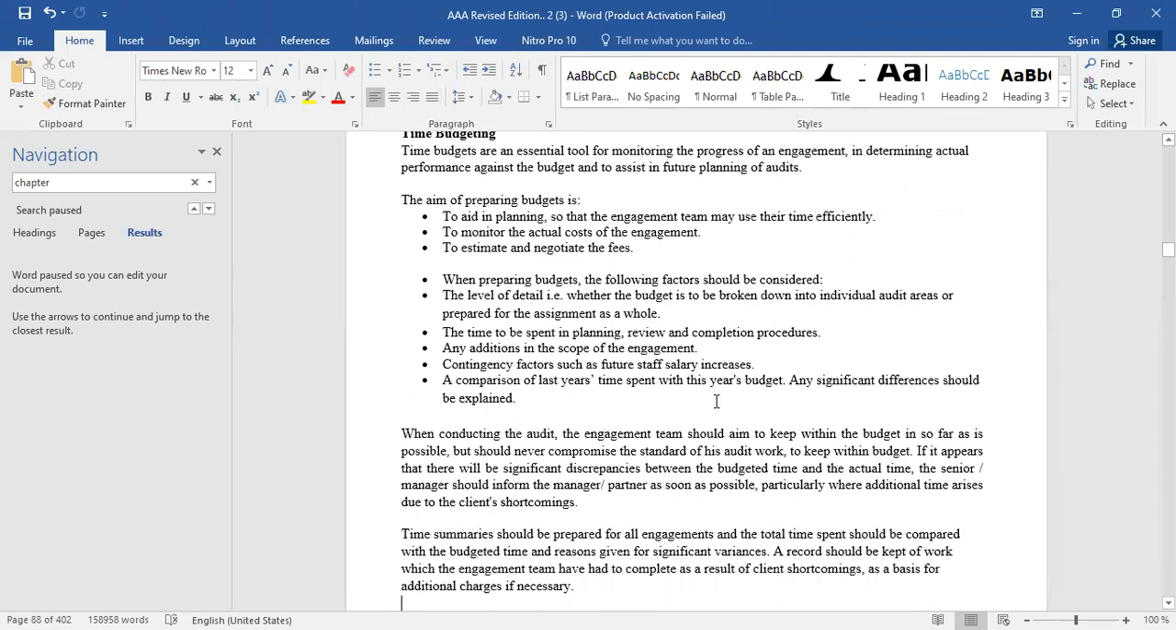Budgeting, I've never seen them talking about that, but the aim of budget is basically to aid planning, to monitor the actual cost of the engagement, to estimate and negotiate audit fees when you budget. This one you can write, though it is not very important. They never bring them in exam. I've never seen it anyway, but you can write it. Just write the aim of budgeting.